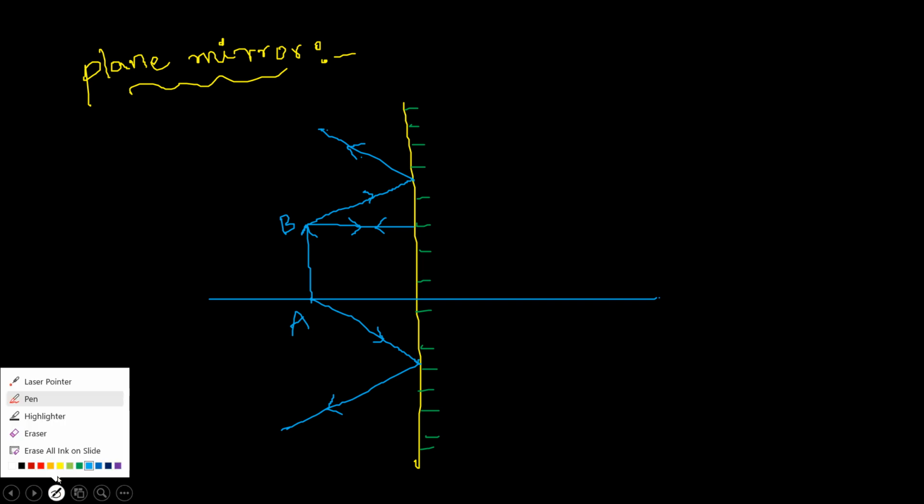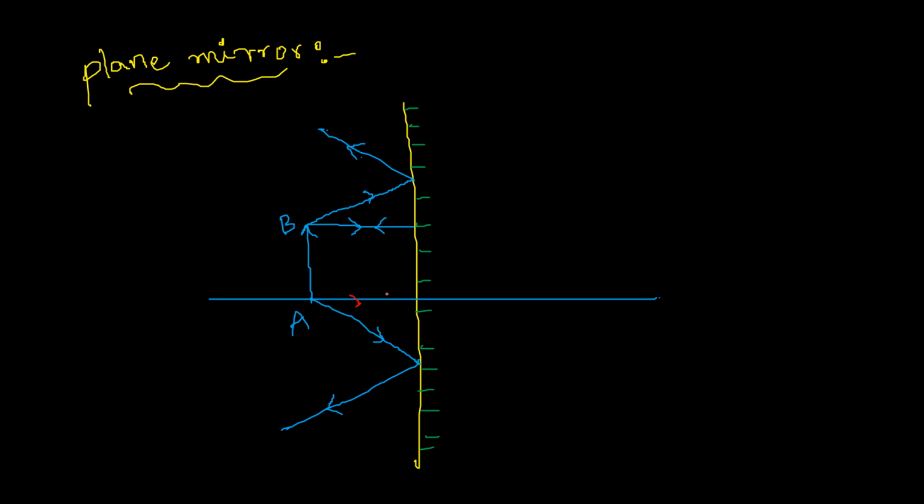Here is the direction of the incident ray and reflected ray. If you extend these light rays, the image will form here. What type of image will form? A virtual image will form. Here is the dotted line, and here also a dotted line, with the plane mirror. AB is the height of the object, and A dash B dash is the height of the image.